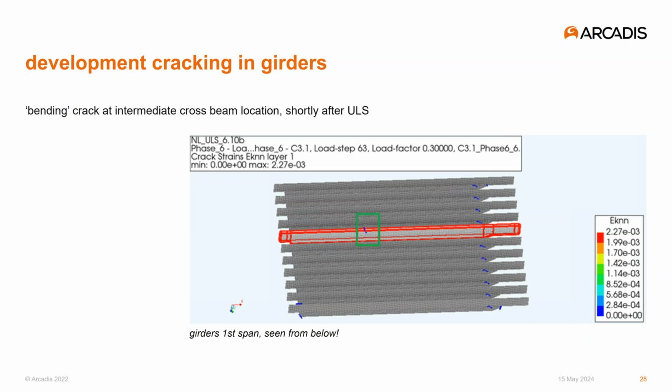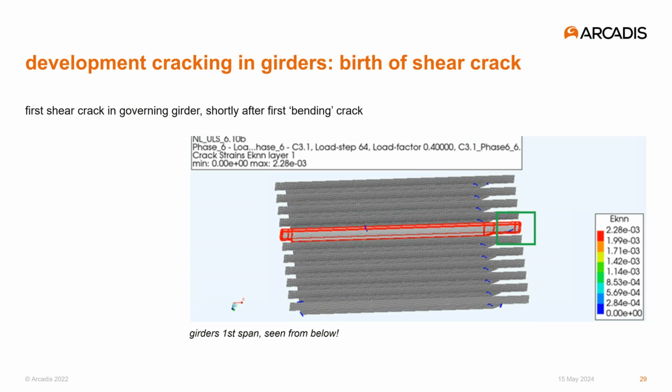In the following slides, we see the development of cracks in the girder. And please note, the structure is shown upside down. So we are looking at the bottom side of the girders. And the governing girder, this fifth girder, is shown in red. And the very first bending crack occurs just after reaching the ultimate limit state load level. And more or less together with the first bending crack, the shear tension crack arises in the shear zone close to the first intermediate support. It proves to be the onset for our critical shear crack in the end, but at this load level, it's not critical at all.